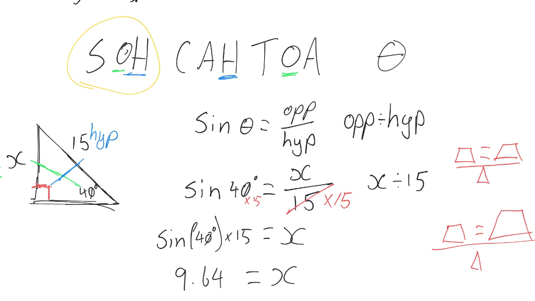Once you've got those named, come up here to your acronym and decide which one you're going to use. The one you are going to use is the one that has both of them in it. Okay? And then lay it out. Formula. Replace your formula and then start cancelling. That'll give you your answer.